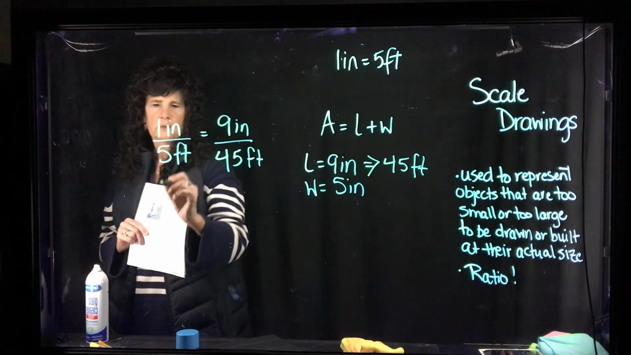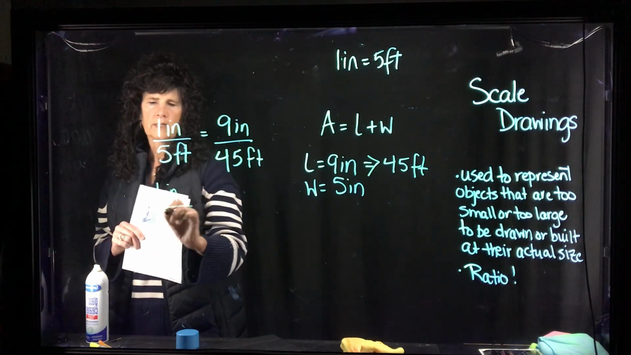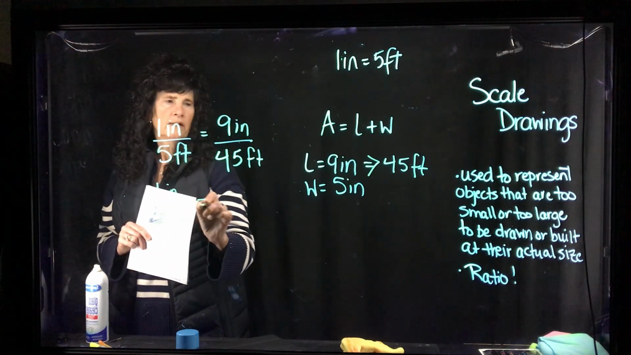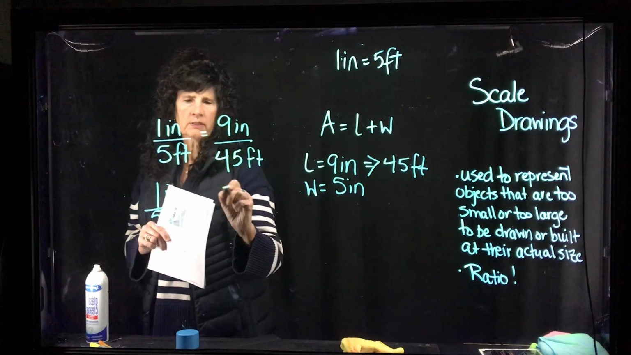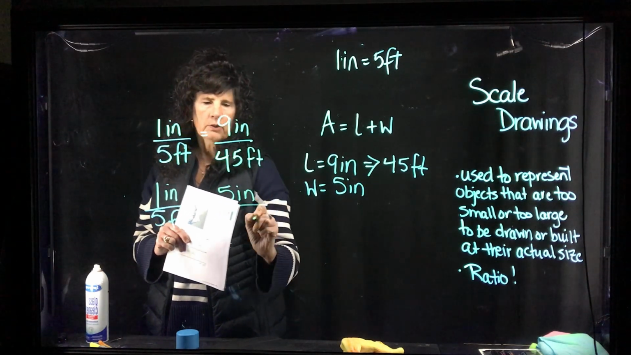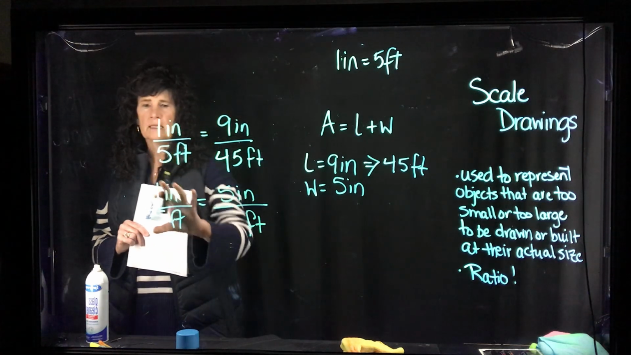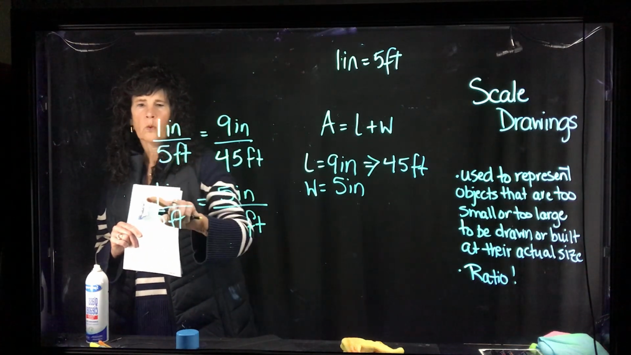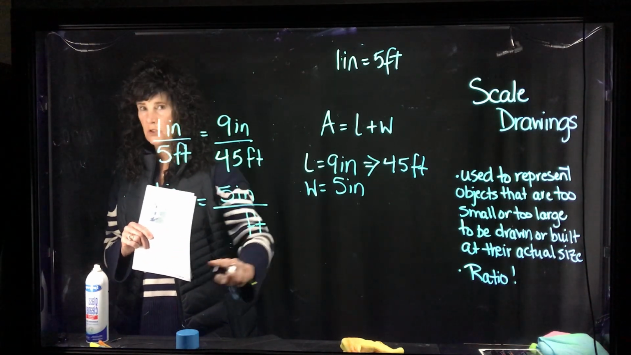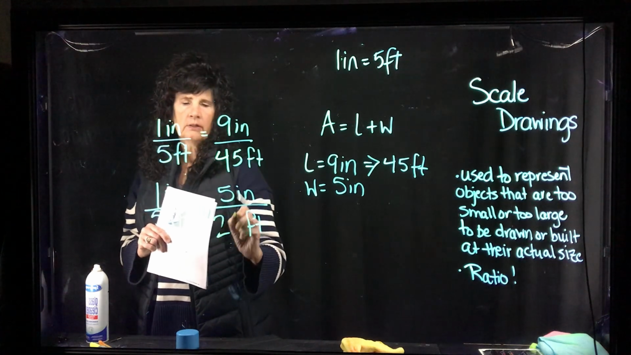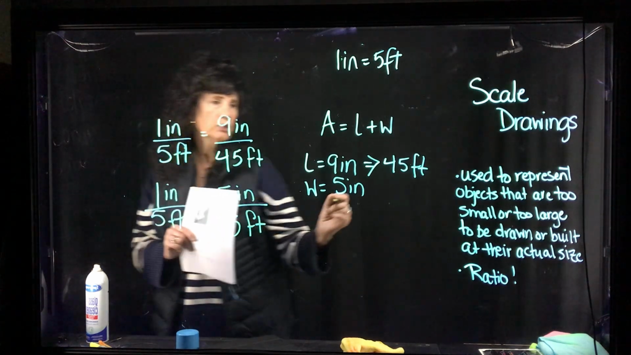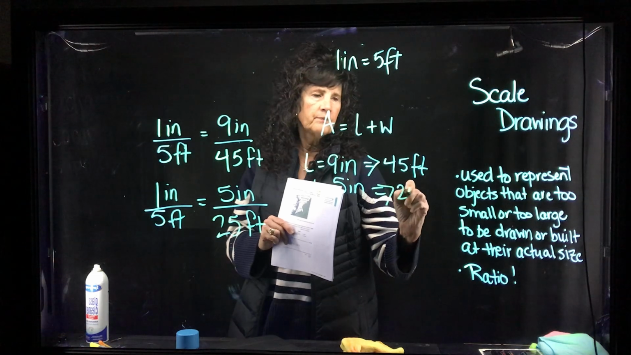And the width, using the same ratio, 1 inch to 5 feet, the width is 5 inches. So how many feet is that going to be? Again, equivalent ratios. 1 times 5 is 5. I have to do the same thing to the denominator. So the actual width of this kitchen is 25 feet.